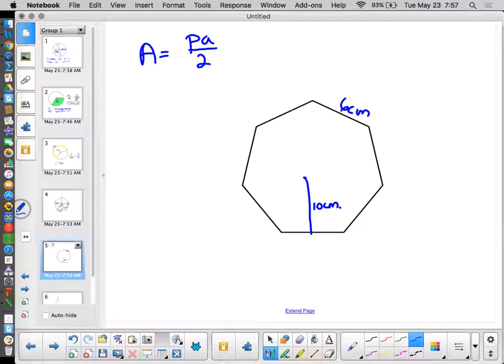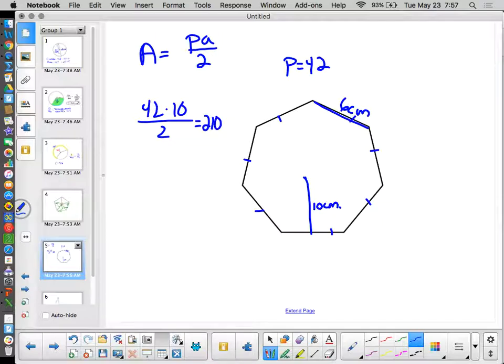Okay? And guess what? We have all the information we need here to find the perimeter. I know the apothem is given as 10. Since I've given that this side is 6 and there are 1, 2, 3, 4, 5, 6, 7 sides, the perimeter is 42. So this would be 42 times 10 over 2, or 210 centimeters squared. Okay? No triangles to solve there. So pay attention to the problem.